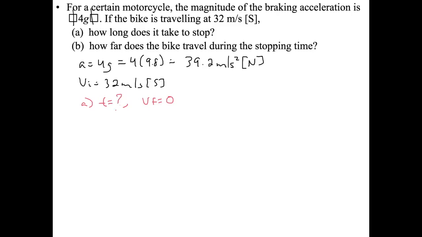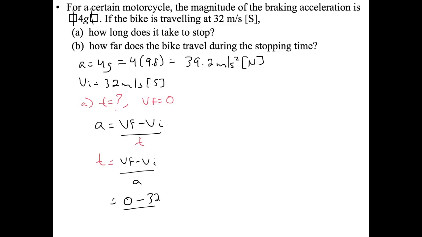Let's use, again, our basic A equals VF minus VI over t. And t is what we're looking for. We do some rearranging. We know that t is going to equal VF minus VI over A. You plug the numbers in. VF was 0. 0 minus 32 over our acceleration of 39.2. And we end up getting t is equal to 0.82 seconds. One slight addition, that is a negative acceleration since it's moving in opposition to motion, and that will give us a positive time value.